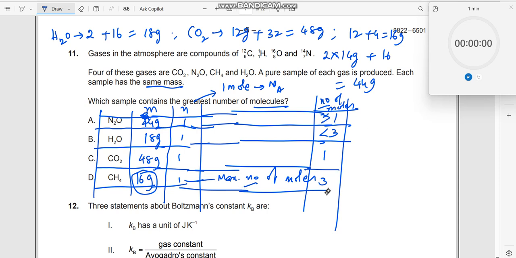Now we know 1 mole of any gas or liquid will have Na number of molecules. Since there are 3 moles over here, this will have 3 Na molecules. This will have Na molecules. This will have less than 3 Na molecules. This will have greater than 1 Na but less than 2 Na molecules. So which one has the highest? This has the highest one. So D is the right answer.